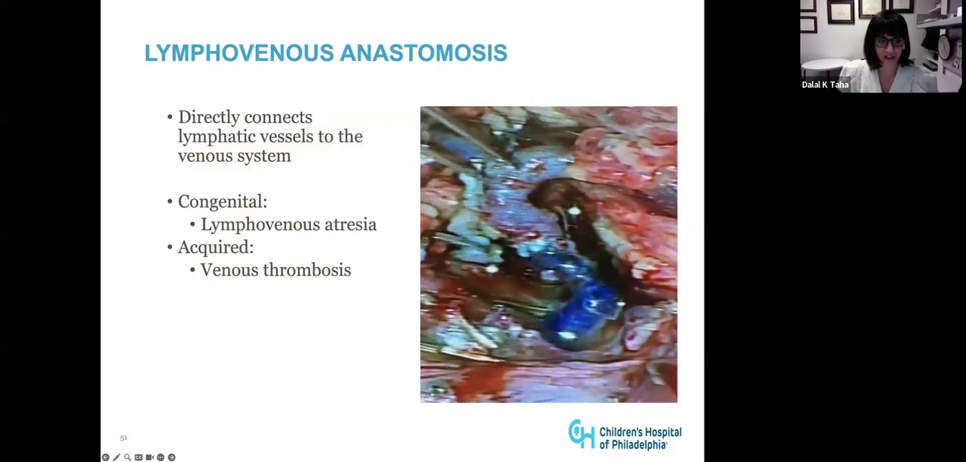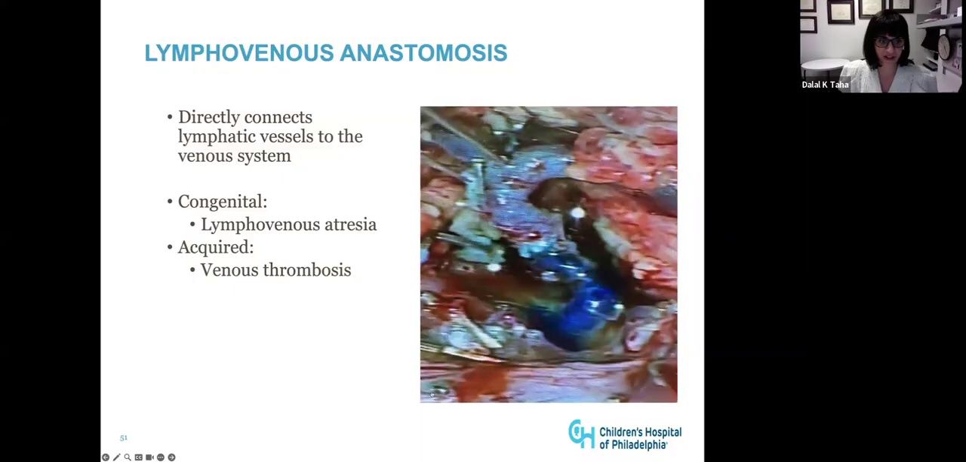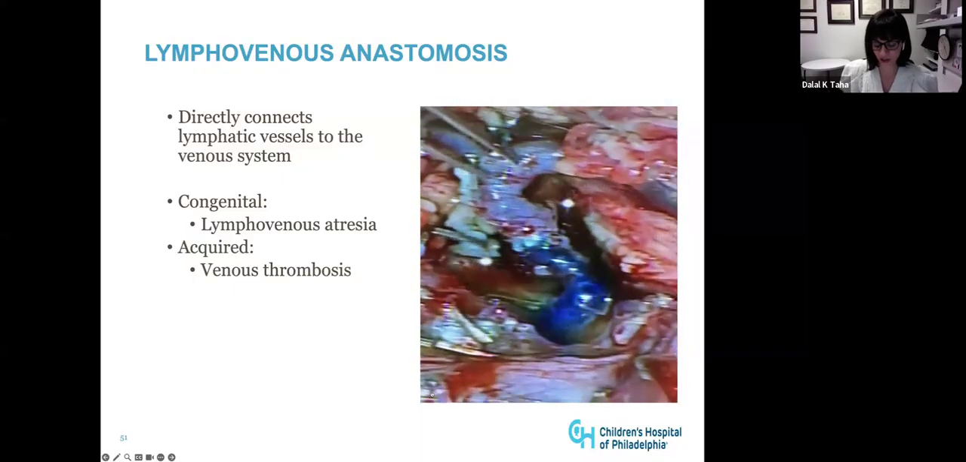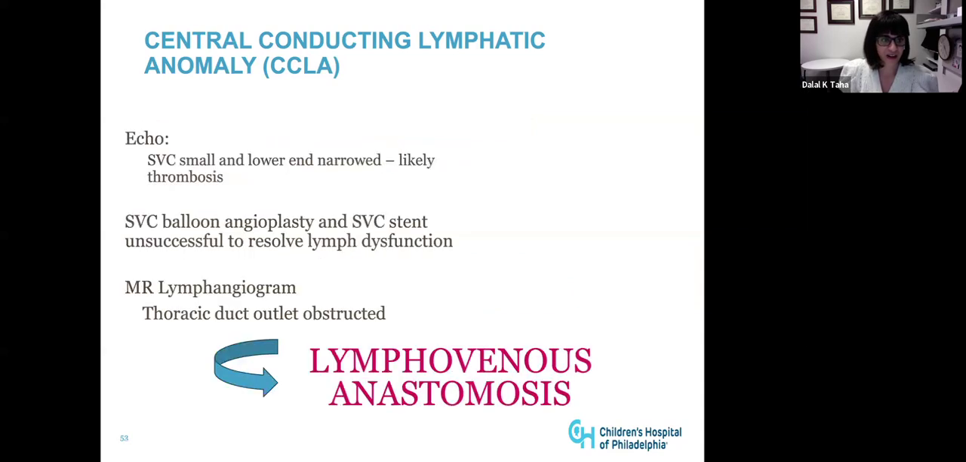We've seen cases of venous thrombosis where they need to be rerouted to a different vein with less pressure, and it's worked really well. And so that's basically the next case, was a 39-weeker who came to us after being on ECMO for a couple of weeks. She developed bilateral chylothoraces and a lot of upper body and scalp edema. On admission, her echo did suggest that her SVC was small and narrowed, likely from a thrombosis.